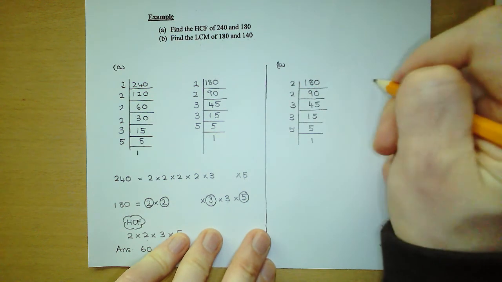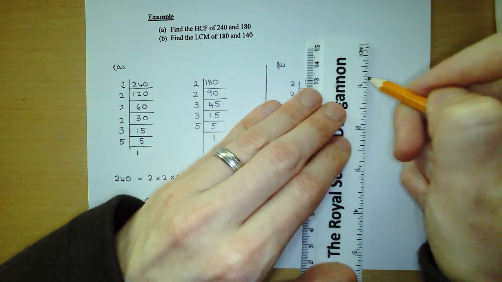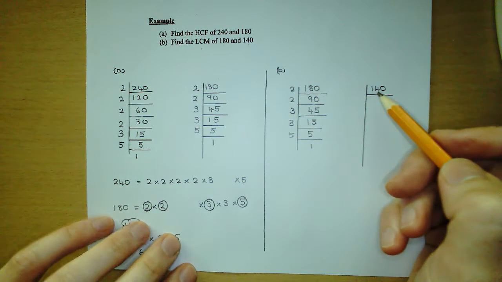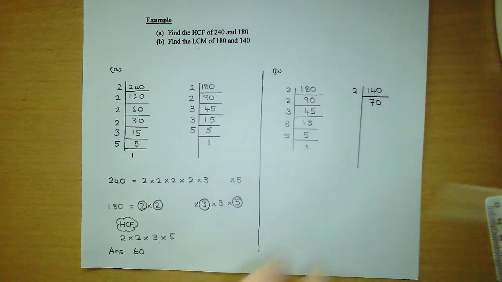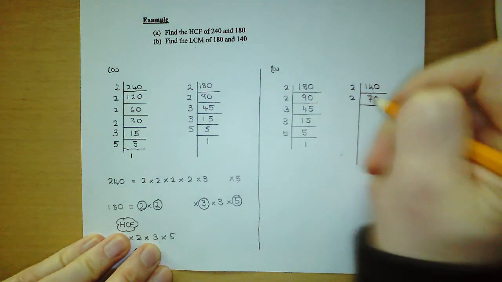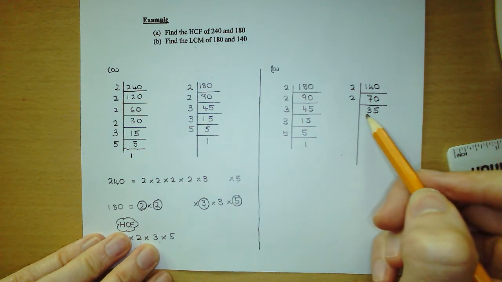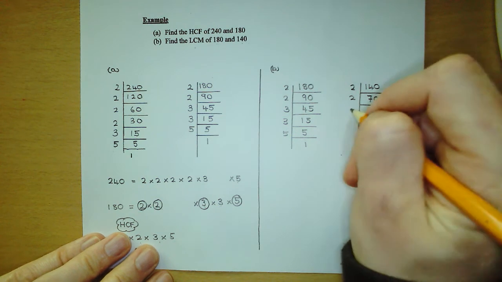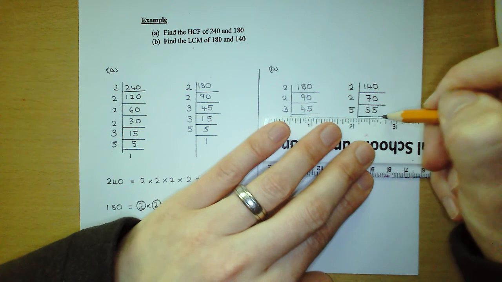Let's do the same now for 140. So 140 is even, so we can divide by 2, and that's going to give us 70. 70 is even, so we can divide by 2 again. And that's going to give us 35. Now 35 is no longer even, so you go to the next prime, which is 3. 5 plus 3 is 8. 8 is not a multiple of 3, so you can't divide by 3. So we then move to 5 and divide by 5. 35 divided by 5 will give us 7.